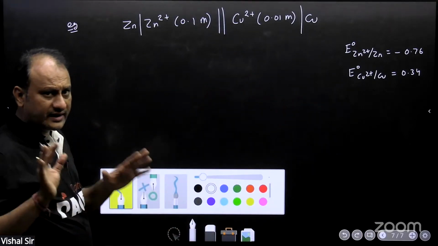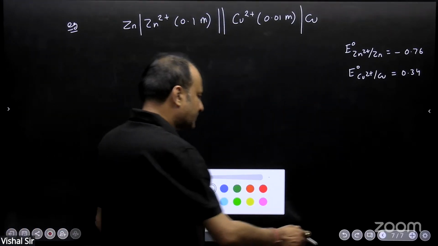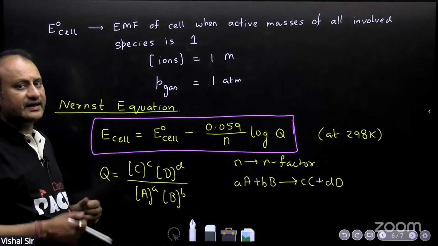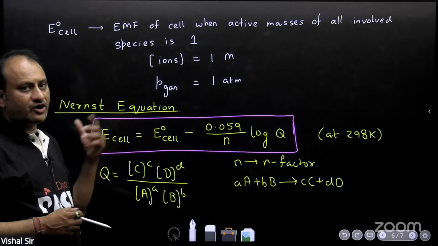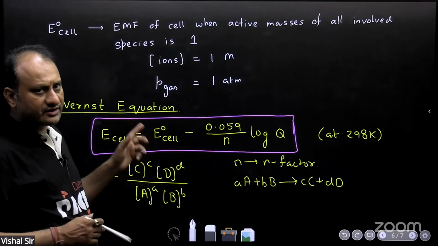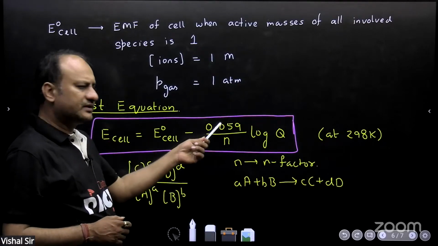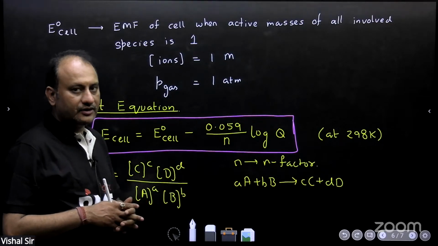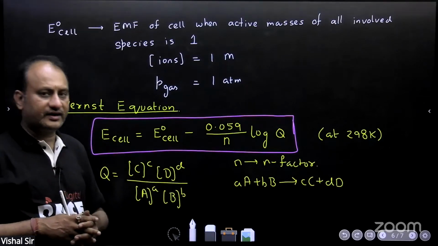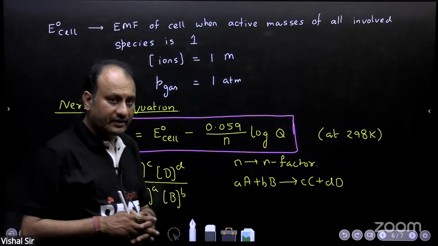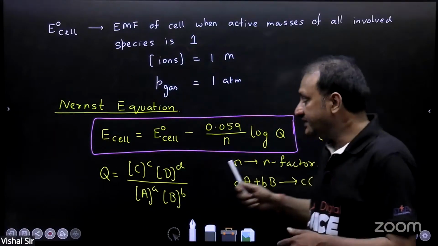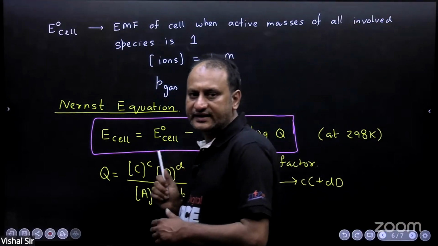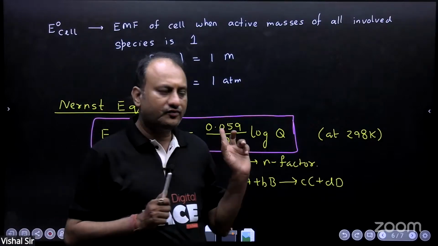So now, what are the steps to apply the Nernst equation? Let's see the Nernst equation once again. If we have to calculate E cell, what all things do we need? First of all, we need E naught cell, which we have learned how to calculate. This is anyway a constant number. Next we will need the N factor, which we have to calculate from the given reaction or problem data, and the next thing we need to calculate is Q. So these three things we will have to calculate to find E cell.